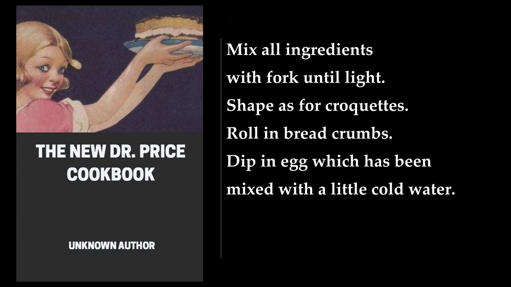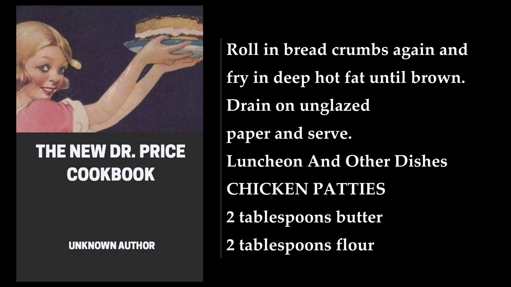Mix all ingredients with fork until light. Shape as for croquettes. Roll in bread crumbs. Dip in egg which has been mixed with a little cold water. Roll in bread crumbs again and fry in deep hot fat until brown. Drain on unglazed paper and serve.